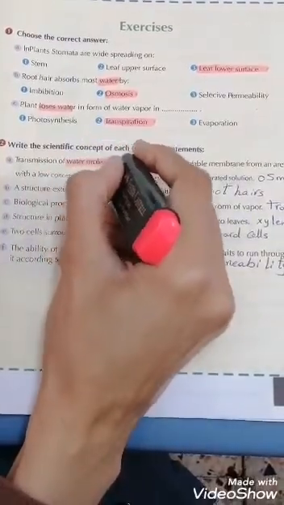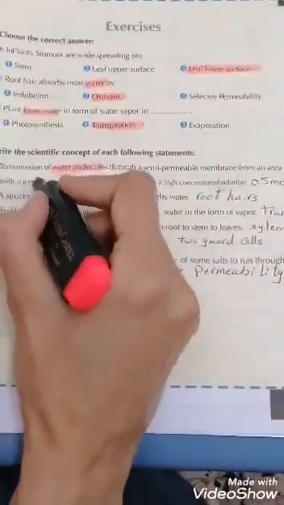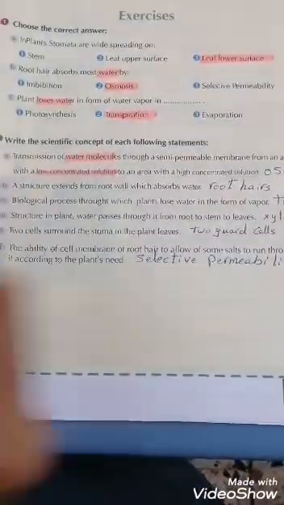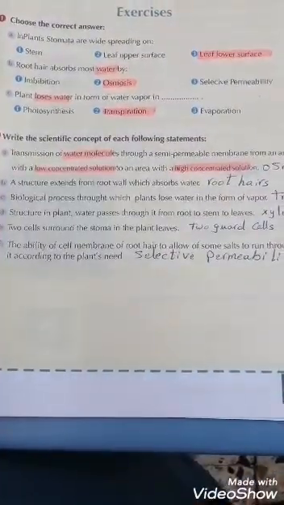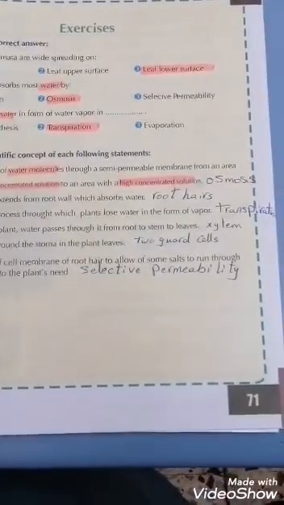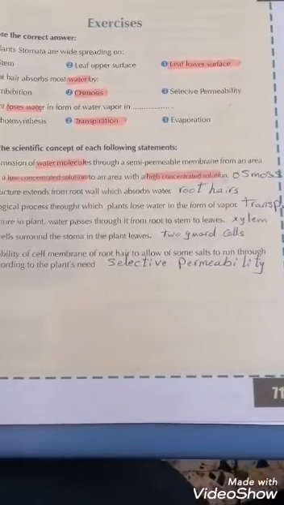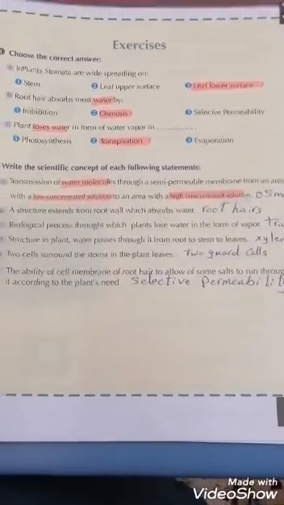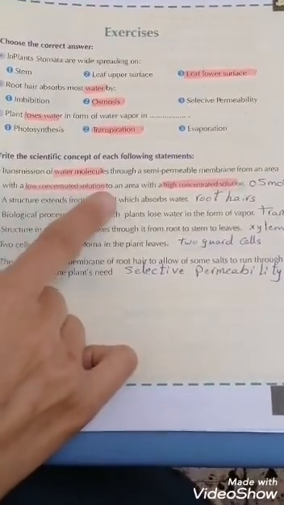The transmission of water molecules through a semi-permeable membrane from an area with low concentrated solution to an area with high concentrated solution. It will be osmosis. Or he can ask you: the transmission of water molecules through a semi-permeable membrane from an area of high concentration of water to low concentration of water. It will also be osmosis.